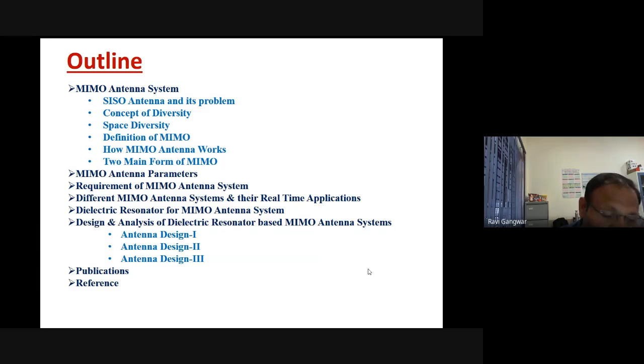And after that, we are going to discuss the current requirement of MIMO antenna systems and the points you have to consider when you design any MIMO antenna system. And after that, I will discuss some Dielectric Resonator antenna based MIMO systems on which I have currently worked. So here, the first thing is basically the MIMO antenna system.